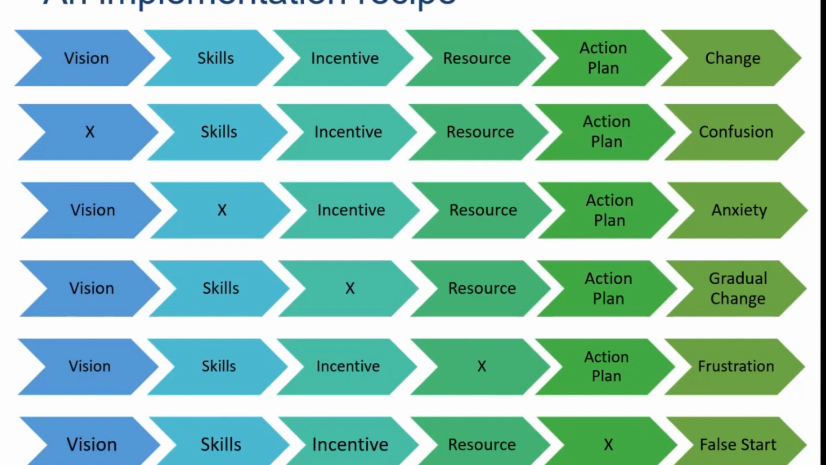But if you don't have a vision, it leads to confusion. If you don't have the skills, or your team or the people you're working with don't have the skills to implement that change, it can lead to anxiety. If there's no incentive for change, then change will be slow or non-existent. If there are no resources, it will lead to frustration. And if there's no action plan, then absolutely nothing will happen.